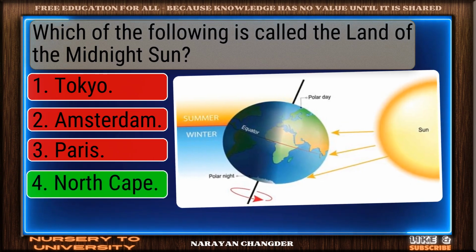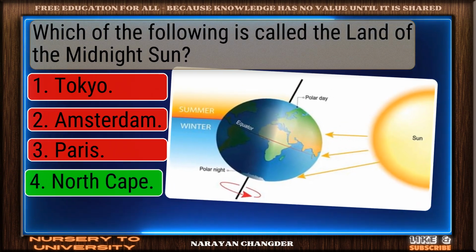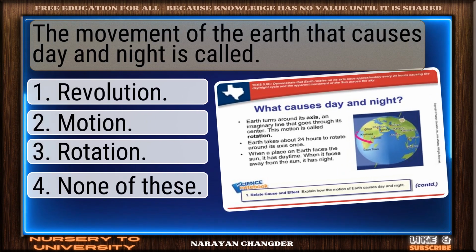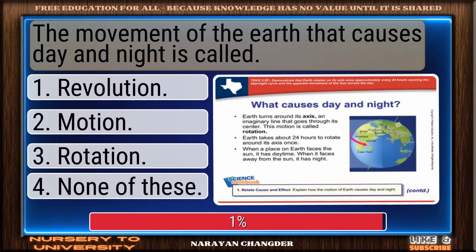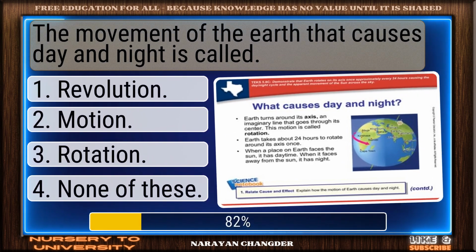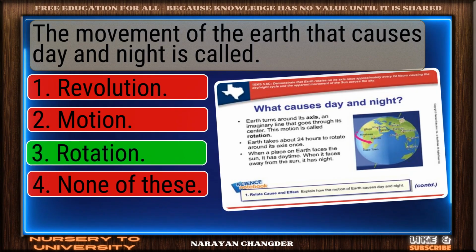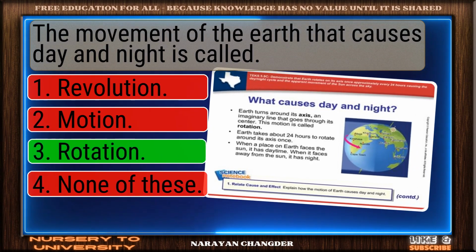Exactly. North Cape makes sense, and it is the right choice. The movement of the Earth that causes day and night is called... Good job. Your answer, rotation, works well here.